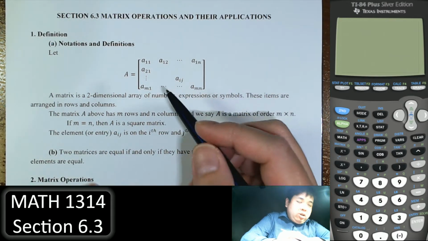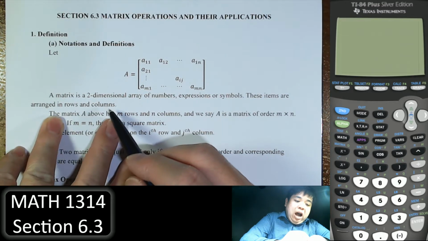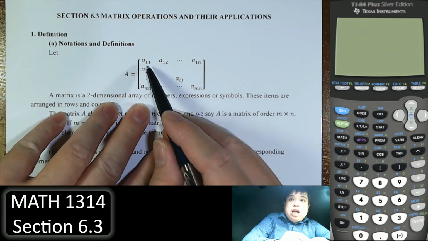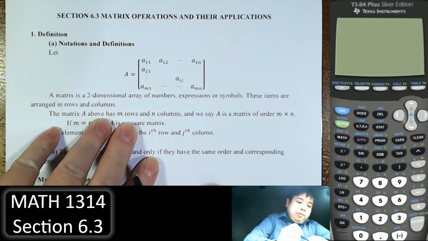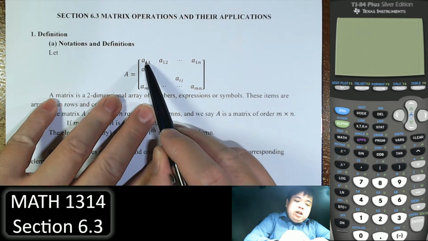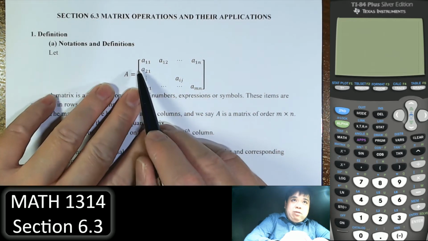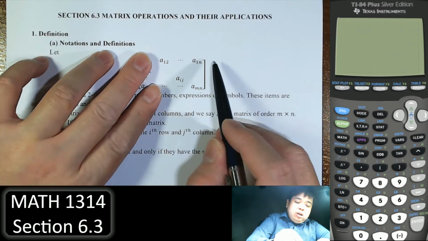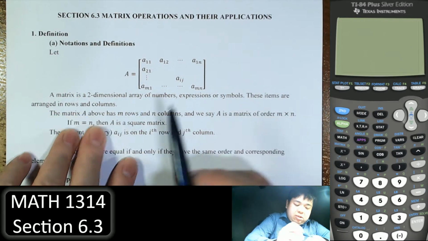First, what is a matrix? A matrix is a two-dimensional array of numbers, so pretty much a table. We have rows and we have columns. It's not necessarily numbers; it could be expressions or symbols or anything, but we'll have a table with rows and then columns. These items are arranged in rows and columns.